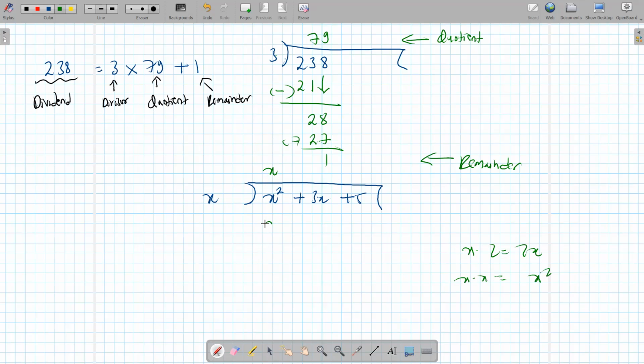So x times x is x squared, and you subtract it. And then you get a 0 here. And when you subtract it, you're allowed to bring the other guy down, right? So plus 3x. How many times does x go into 3x?